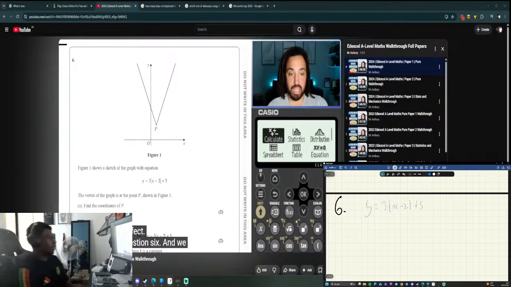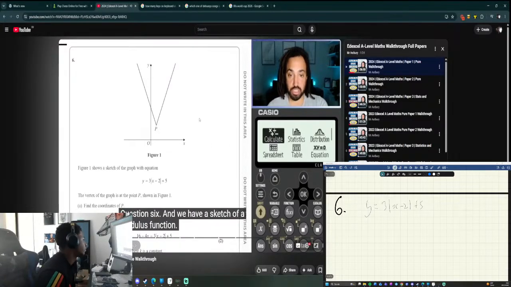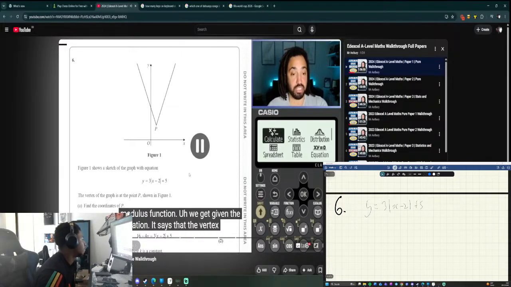How did he big brain it? He big brained it last time. I can't remember how he big brained it. Tell me, how'd you big brain it, bro? We have a sketch of a modulus function. We get given the equation. It says that the vertex... No, I'm gonna figure it out.